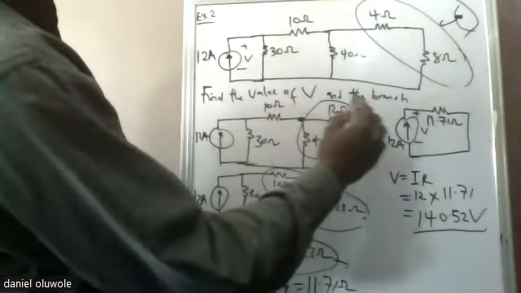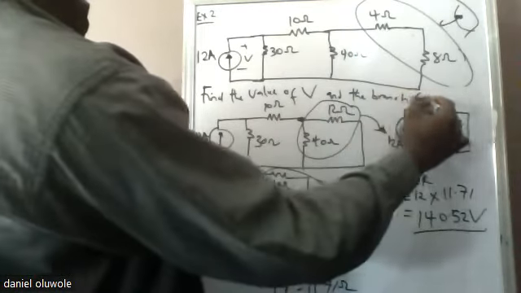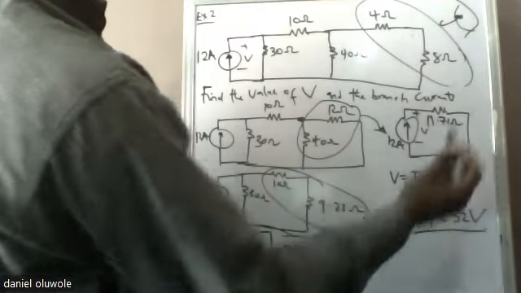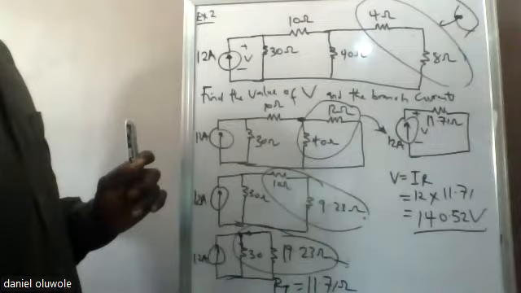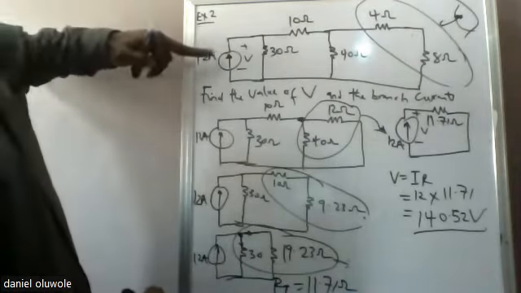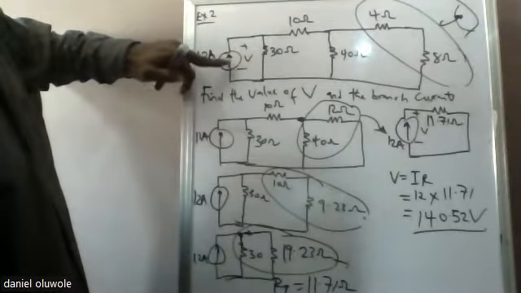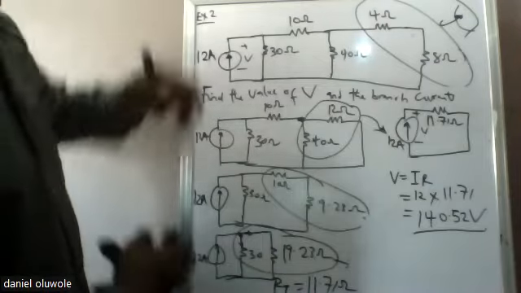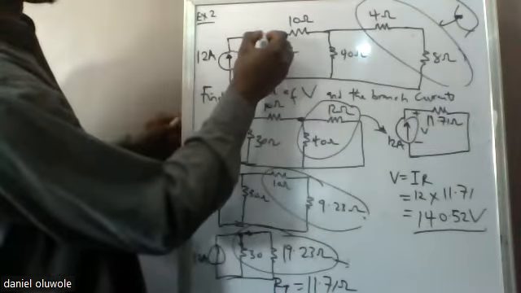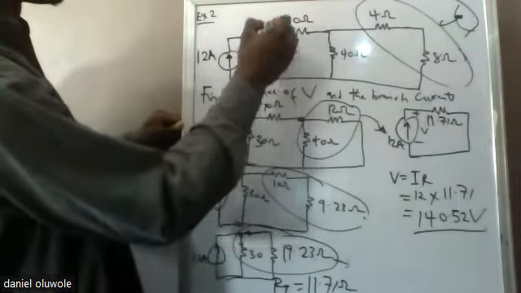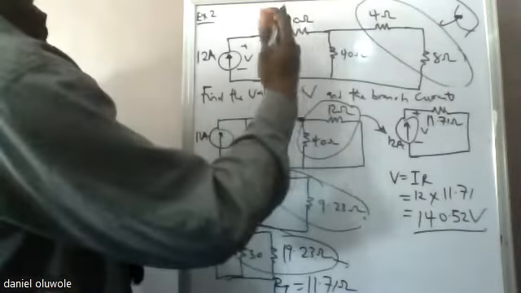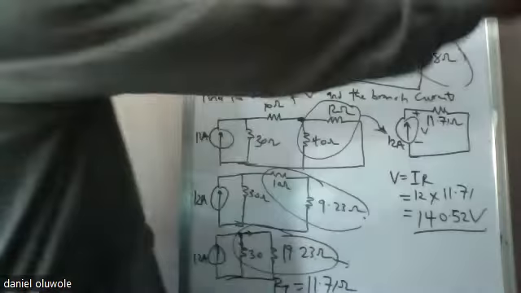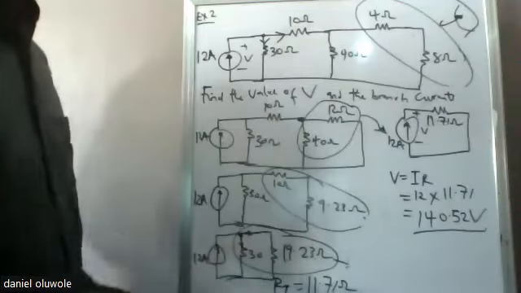But the question says we should find the branch currents. So at this point, you know that this is 12 amps flowing to this point. When it gets to this particular point here, there will be a splitting. A part of it will flow through 30, and the other part will flow through all these other guys here. It will continue at that point and keep splitting.